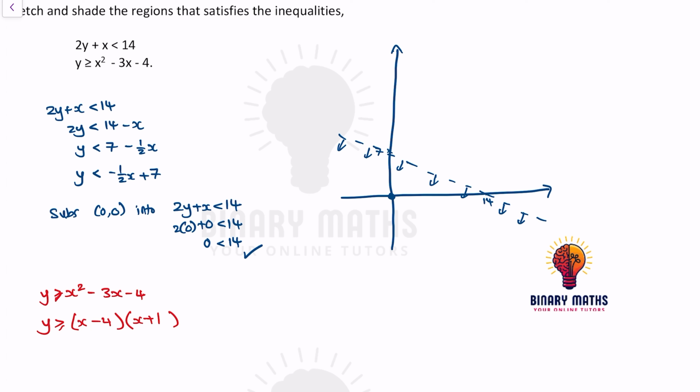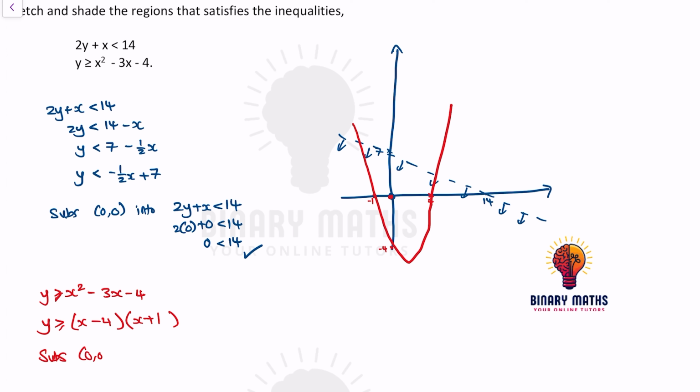So you know the roots of this are positive 4, negative 1, and it must go through negative 4 somewhere here. It's a solid quadratic, solid curve, because it's greater than or equal to, so it's going to look something like that. Now again, if you want to find out which part you want, the inner part or the outer part of the quadratic curve, again substitute 0, 0 into the inequality.